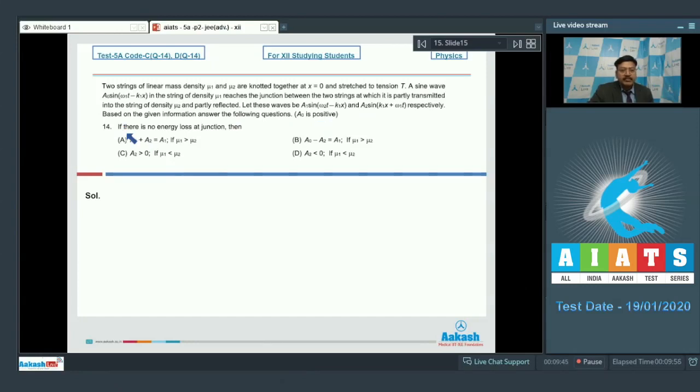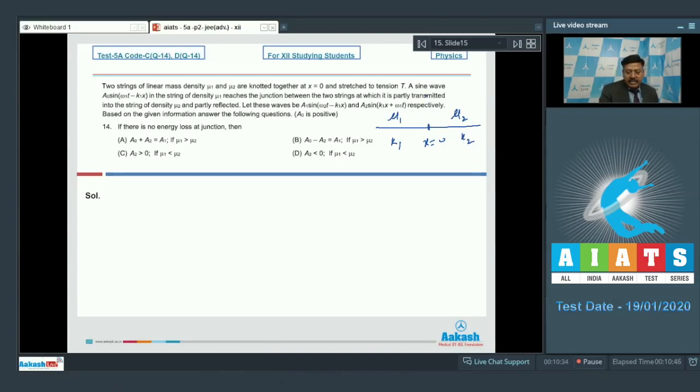A0 is positive. If there is no energy loss at junction, then okay, so the junction is at x equal to 0, and so we have this is x equal to 0. This medium has linear mass density mu1. This medium has linear mass density mu2. And as per the question, here wave number is k1 and here it is k2. Remember, speed is omega by k. Now this is the situation.